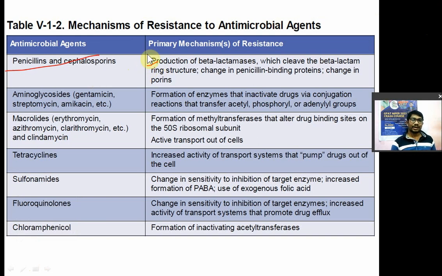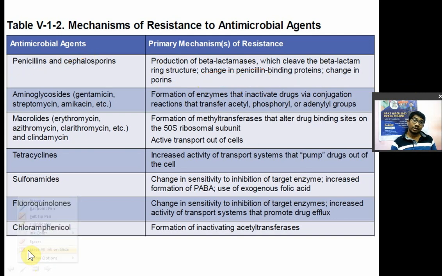So what will bacteria do? It will produce an enzyme, beta lactamase, that will cleave the beta lactam ring. Now also bacteria will develop certain change in the penicillin binding protein, the protein to which penicillin binds will undergo some changes. So bacteria will make change in the penicillin binding protein and also change in the porins. So that's how bacteria will develop a resistance to the penicillins.